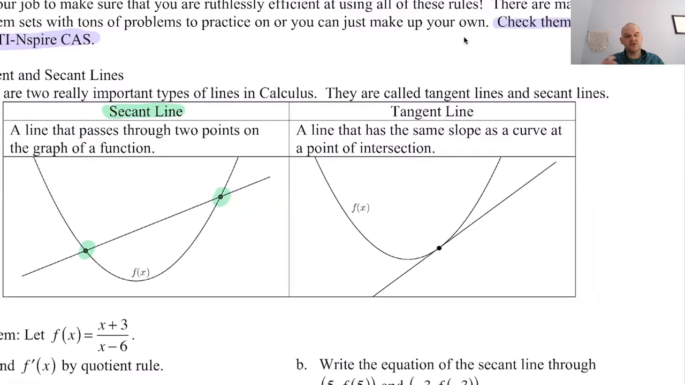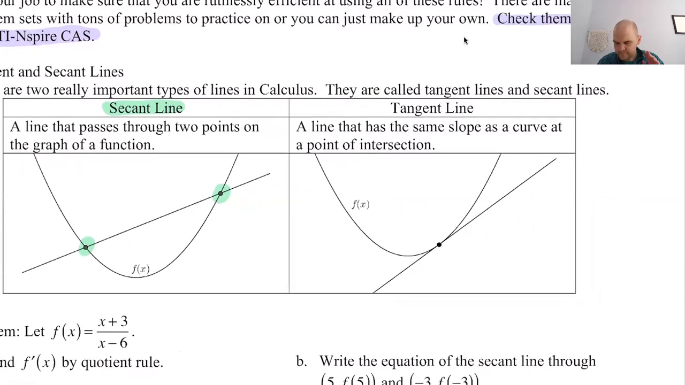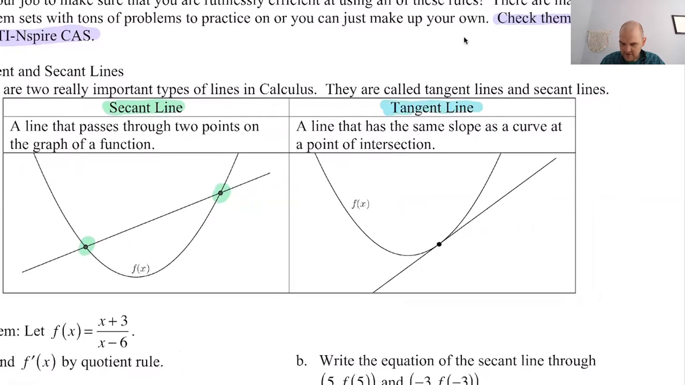Tangent. A tangent has a very specific definition. The secant line is just a line that passes through a function twice. Big deal. I mean, they're a big deal, but that's just algebra 1, not a big deal. They're important though. Tangent lines, on the other hand, holy cow. Tangent lines you're going to use all the time.